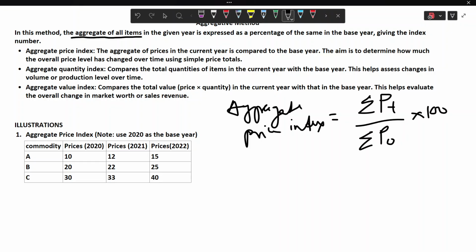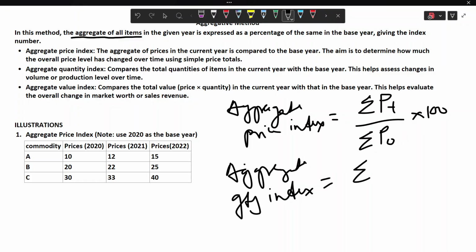Okay, for aggregate quantity index, it compares the total quantities of items in the current year with the base year. This helps assess changes in volume or production level over time. Similarly, the aggregate quantity index is also given by the summation, that's the total of the quantity in the current period divided by quantity in the base period times 100.